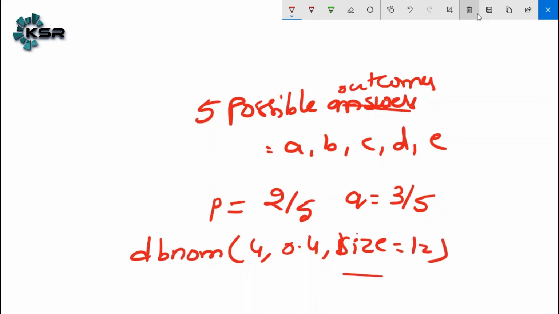Is it clear? Yeah. Or is it not clear? It seems you are not clear still.